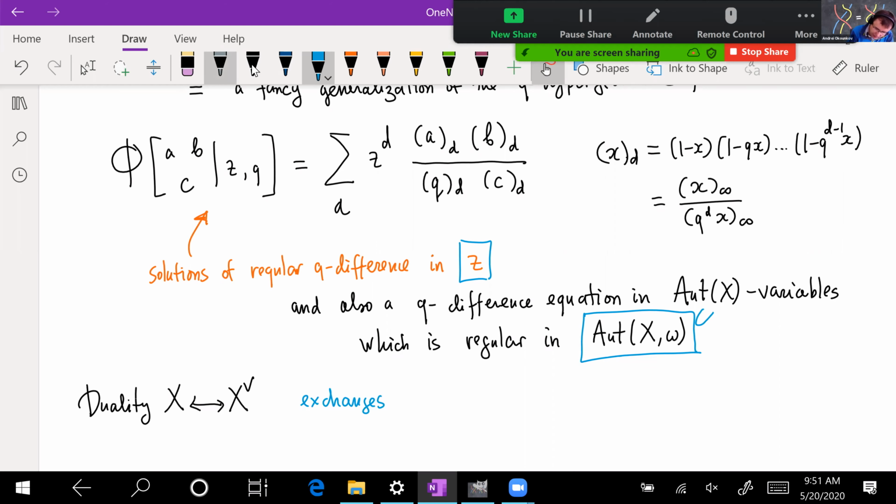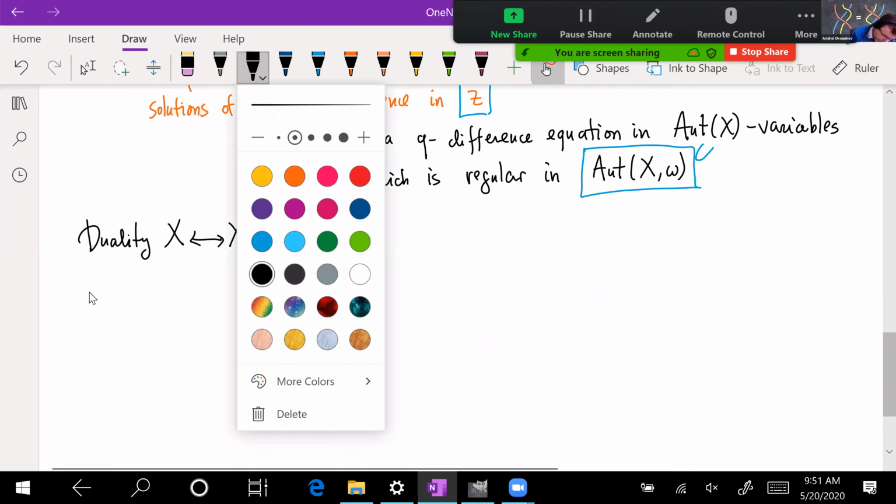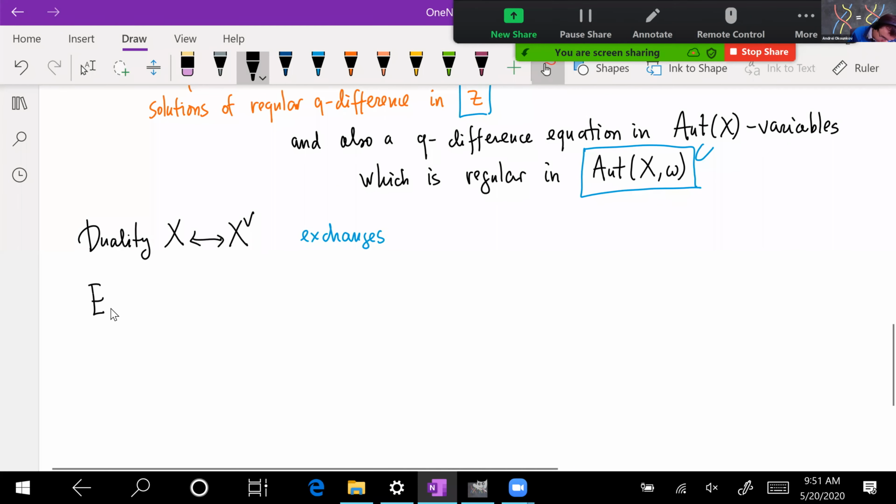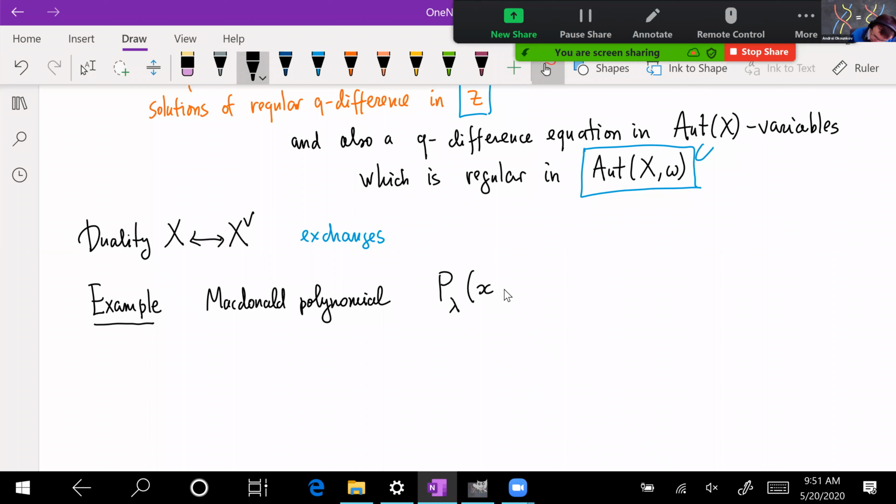So, an example where you might have seen this before. If I take a Macdonald polynomial, P lambda of X, which depends on some variables Q and T, this is a terminating case.